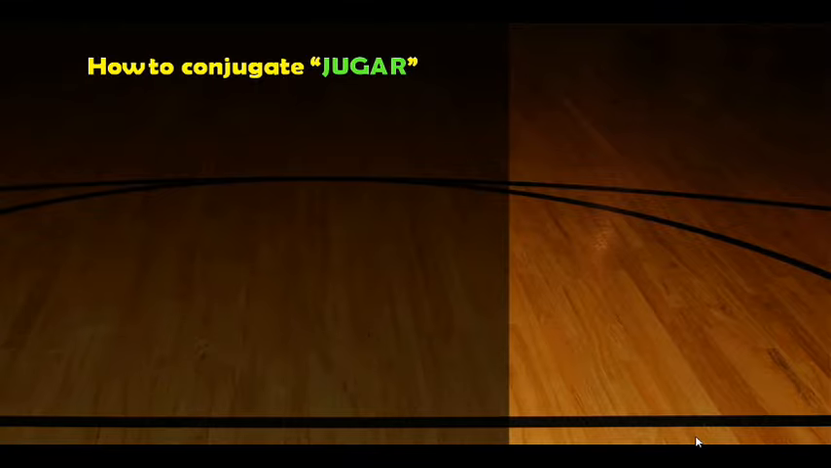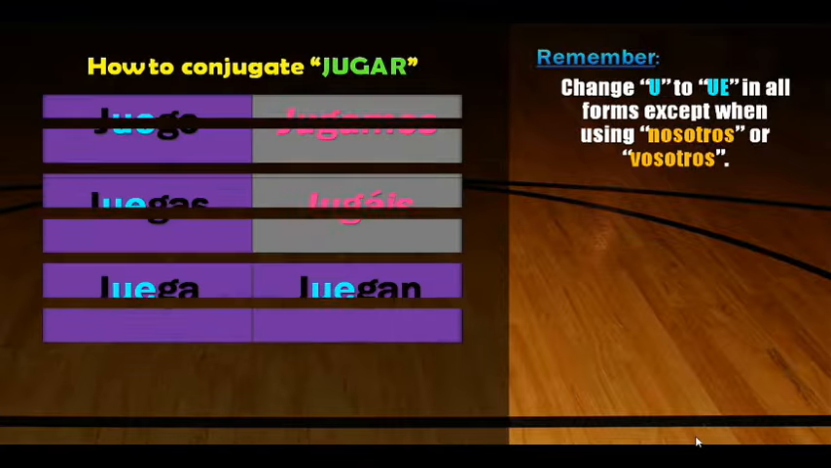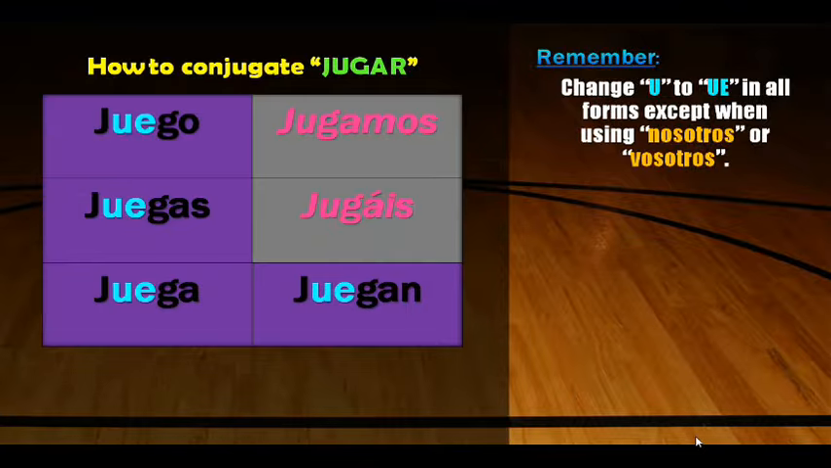So let's look at the different conjugations of jugar. Now, one rule you need to remember is that you change the U to UE in all conjugation forms except when using the nosotros and vosotros forms. So those two are the only ones that are not going to change. Here is the conjugation chart for jugar. It's yo juego, tú juegas, él, ella, usted juega, nosotros, nosotras jugamos, vosotros, vosotras jugáis, ellos, ellas, ustedes juegan.